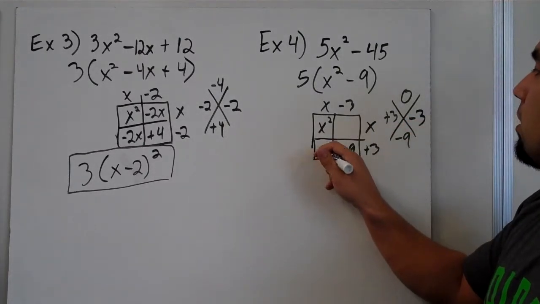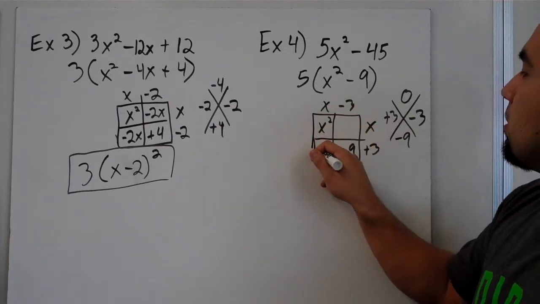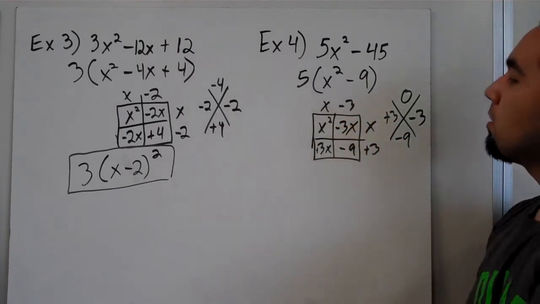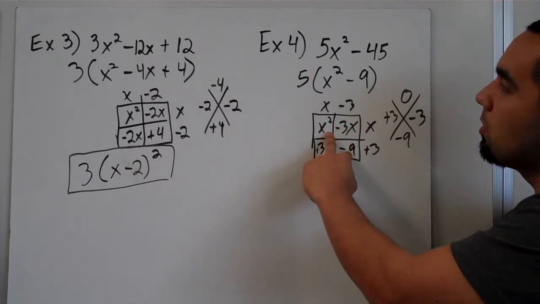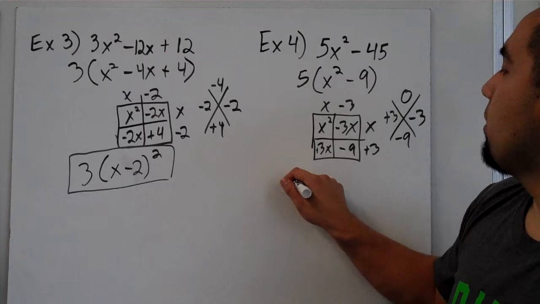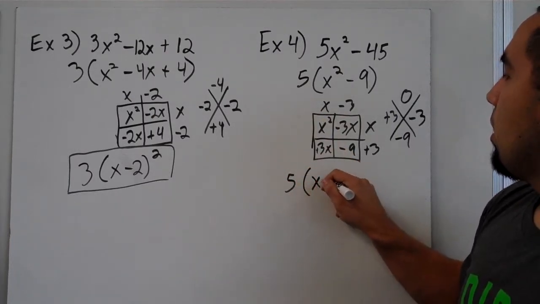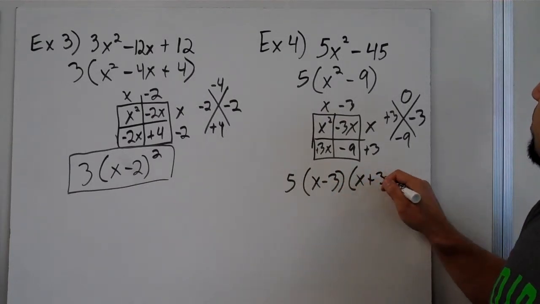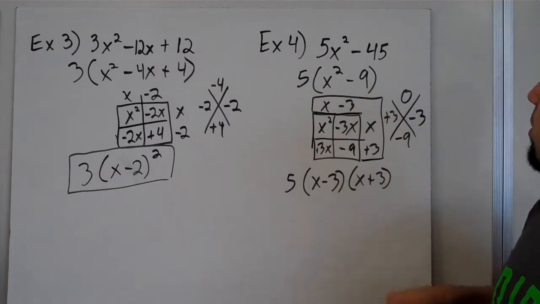So when I fill this in, since I put the positive down here, 3 times x is positive 3x, and negative 3 times x is negative 3x. These two cancel each other out. I'm just left with these two terms. So my final answer is, and again I can't forget that 5, 5 times x minus 3 times x plus 3, because my answer is right here on the outside.